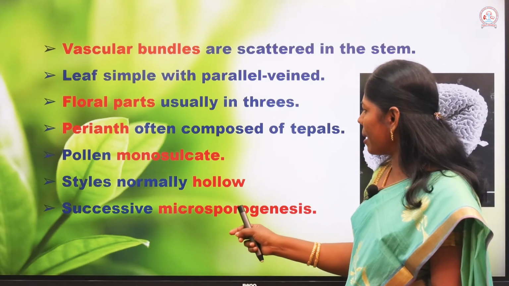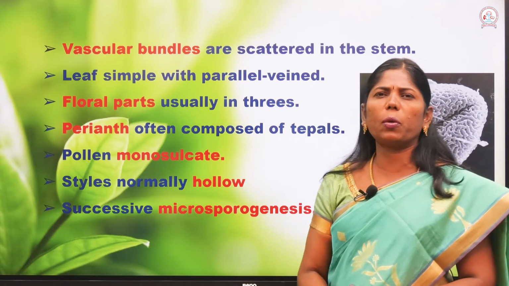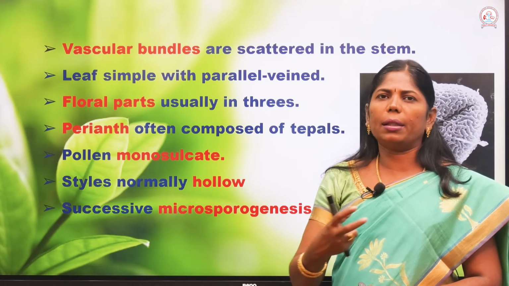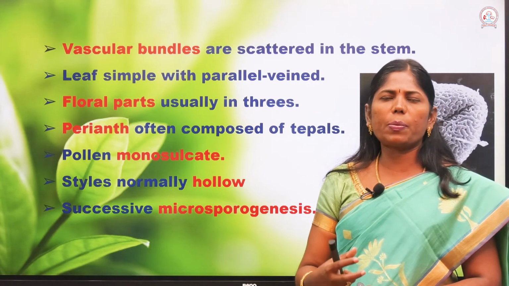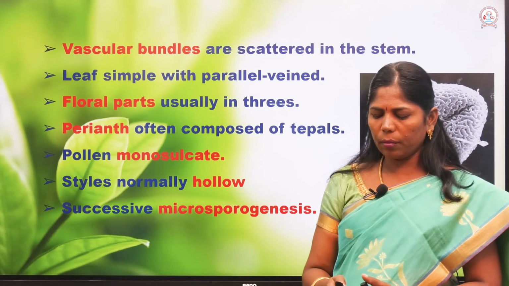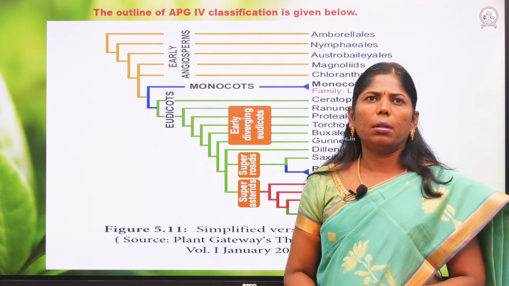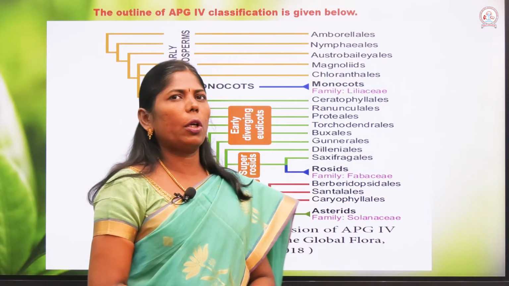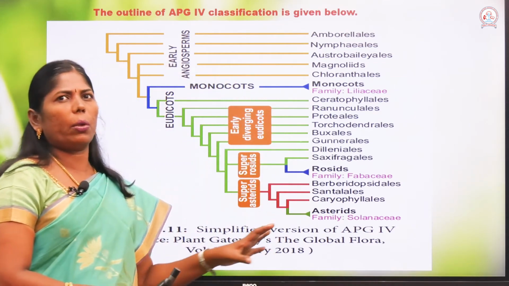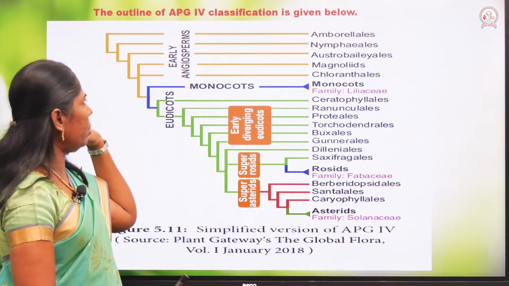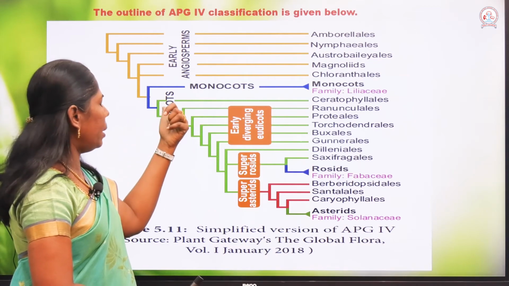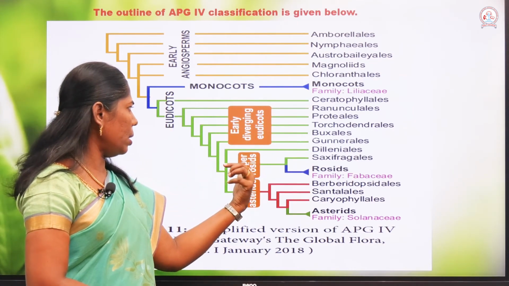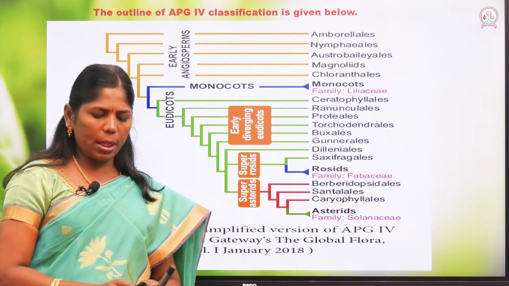Next one is successive microsporogenesis. Microsporogenesis is the formation of microspores, which occurs in the monocot. In monocots microsporogenesis takes place. So next we are going to see everything. Okay? So after doing all this, we have seen all of it together now. So early angiosperms, then monocots. After monocots, the next one is eudicots, that is the early diverging dicots, and super rosids and super asterids are there.